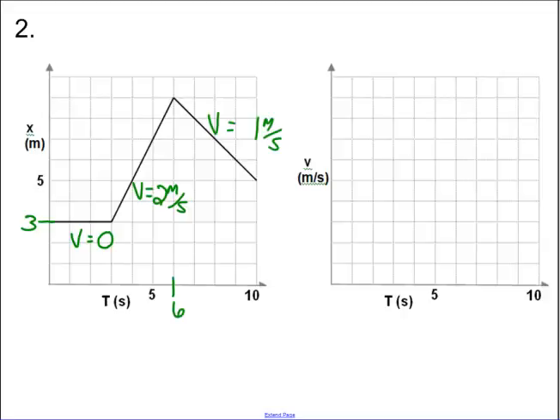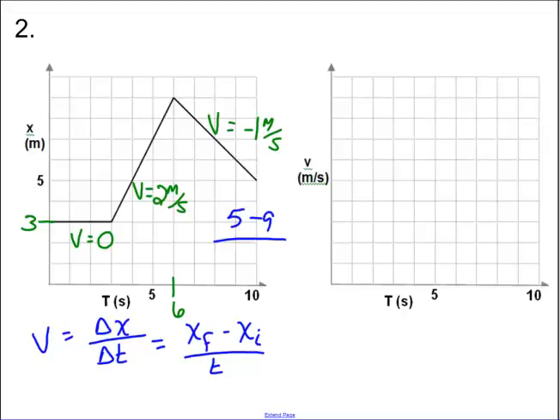Our third segment, the slope is 1. It's 1 meter per second. But since it's a negative slope, we have to treat it a little bit differently. If you remember the definition of velocity, velocity is change in position over change in time. We define change in position as final position minus initial position over time. Looking at our graph, our final position is 5 meters. Our initial position for that segment is 9 meters. So final minus initial is 5 minus 9.